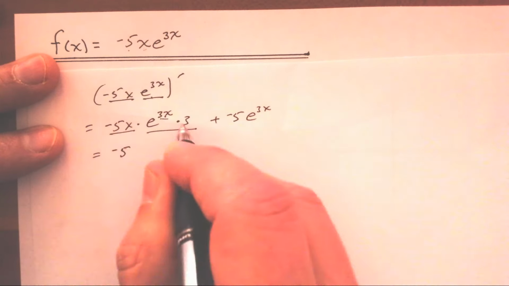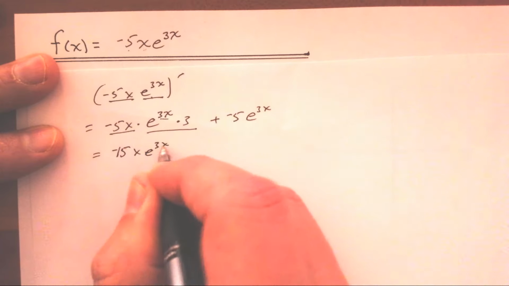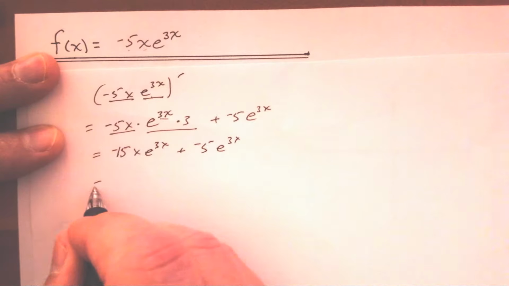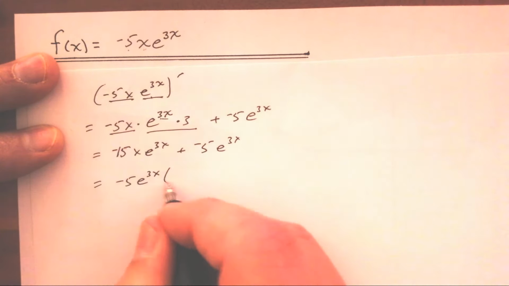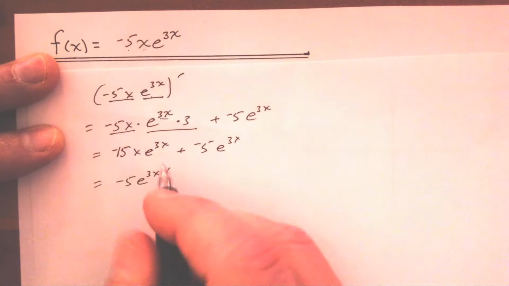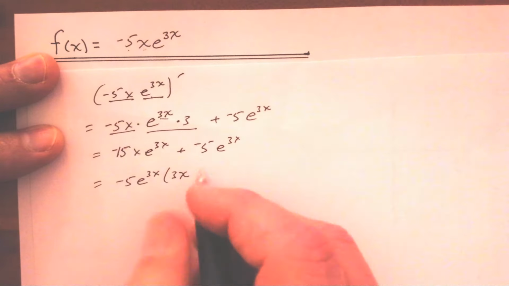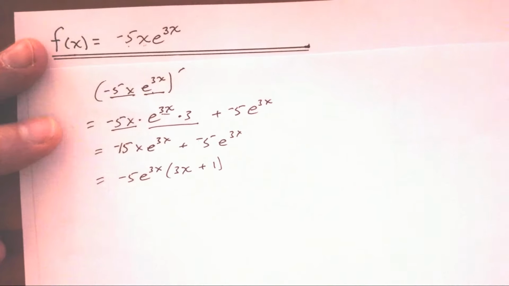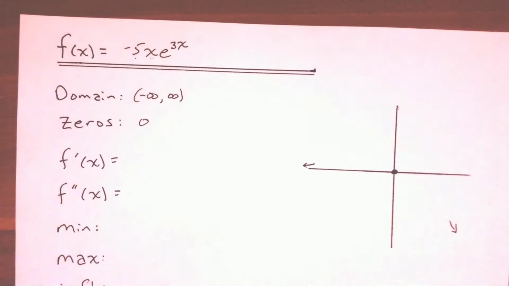I get -15x e to the 3x plus -5 e to the 3x. So I can factor out a -5 and an e to the 3x, and I'm just left with 3x, the x is still here, plus 1. So that is it. Much easier than the type 2 JTB problem we were looking at.